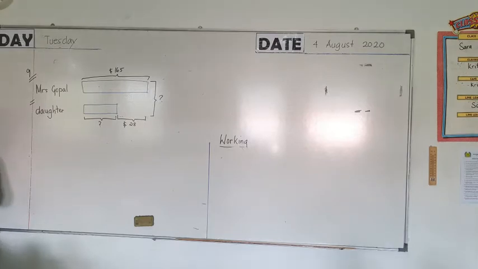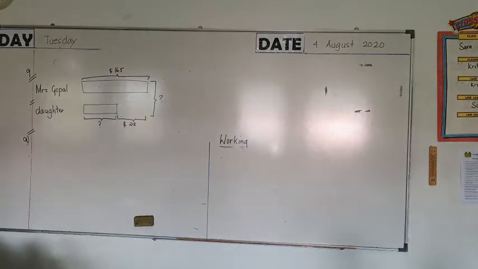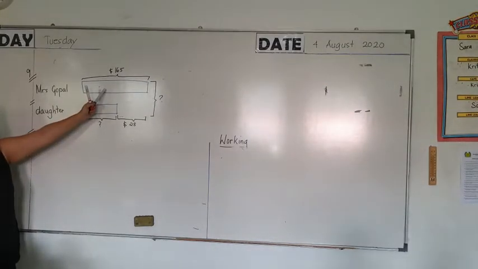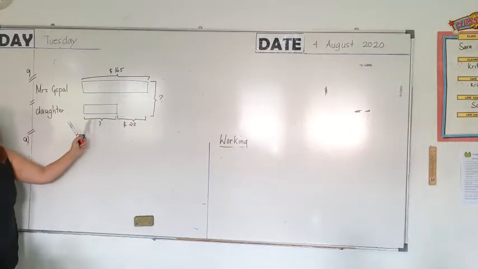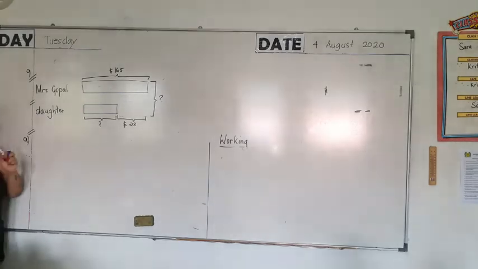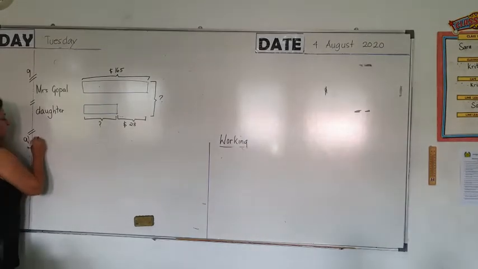Okay, so first we will do A. Leave a line. A. What is the question A? How much did her daughter spend? So how do we find out this? We have the mother, Mrs. Gopal. We have the difference. We need to find out this. How do we find out? What do we do? Add or minus? Minus. Minus. So make sure you write the dollar sign, okay?